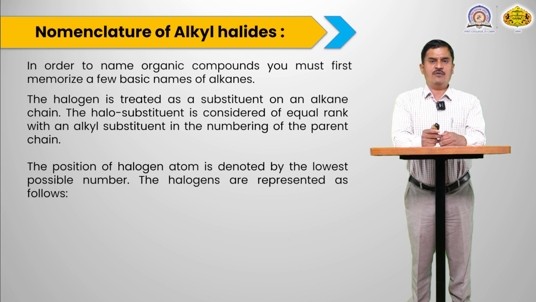So number the position of the halogen atom, and the position of the halogen atom is denoted by the lowest possible number, meaning numbering must be from the side where the halogen atom bears the lowest possible number. So all these are the basic things: first select the continuous longest chain, second the halogen atom must bear the lowest possible number, meaning numbering should be from the lower side.